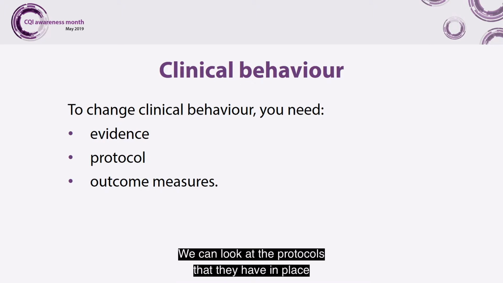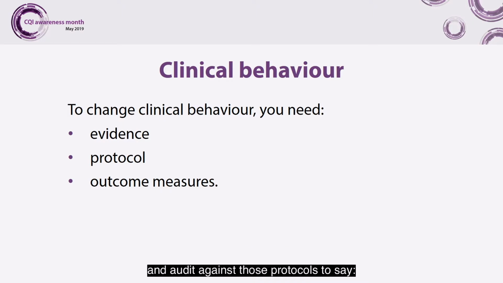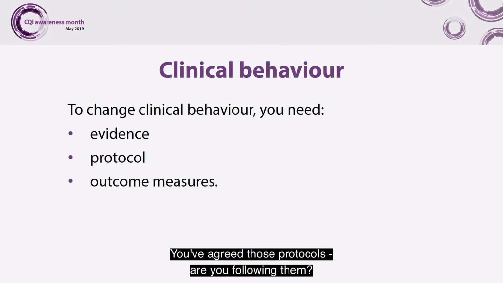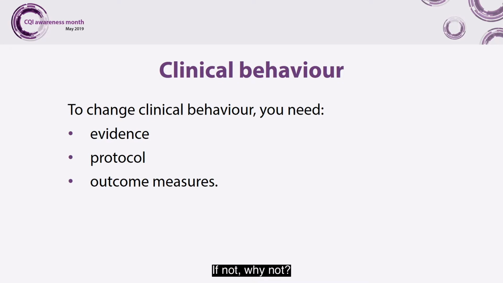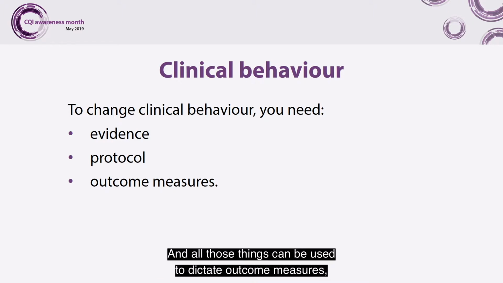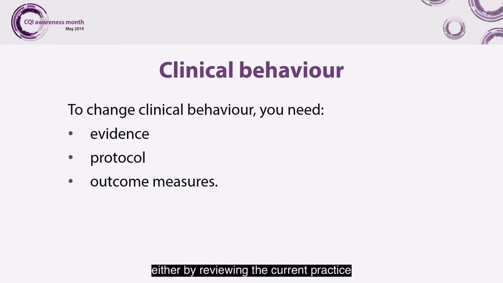We can look at the protocols that they have in place and audit against those protocols to say, you've agreed those protocols, are you following them? If not, why not? Is the protocol wrong? Does it need to be changed? Or do we need to change the behaviours and get people to perform against the protocol? And all those things can be used and dictate outcome measures, either by reviewing the current practice or looking at their activity.